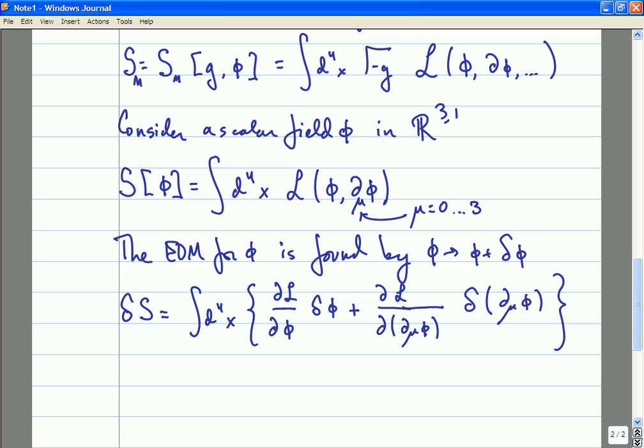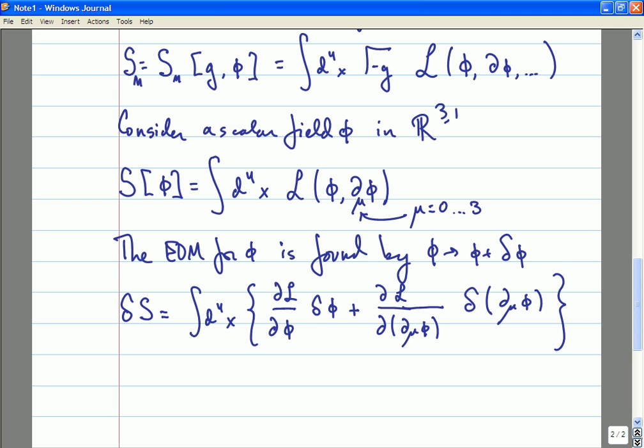So is the origin of this equation clear to everyone? All I'm doing is using the chain rule from multivariable calculus and saying that there are two possible sources for the variation of the Lagrangian if I vary the field. The first comes from the dependence of the Lagrangian on the field, and the second from the dependence of the Lagrangian on the derivative of the field.